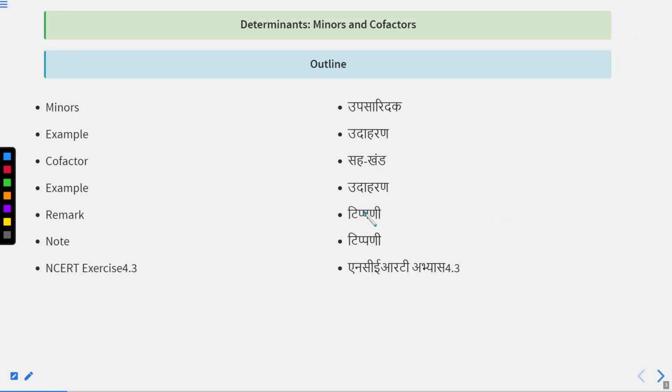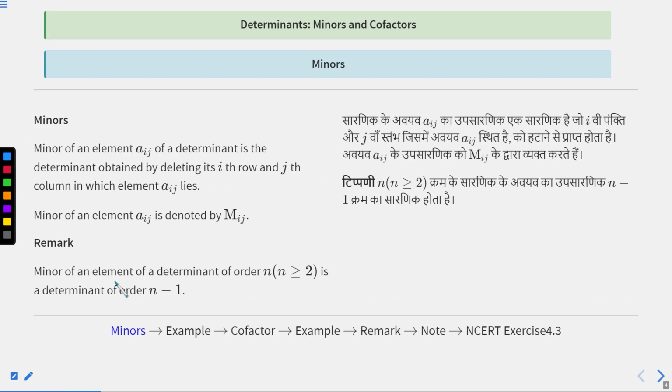So what we will be covering: minors, and then we'll see some examples. Then we'll see cofactors, some examples, some remarks and notes. If time permits we will be seeing this NCERT exercise 4.3. Now, what do we mean by minors? So in determinants, let us see the definition.